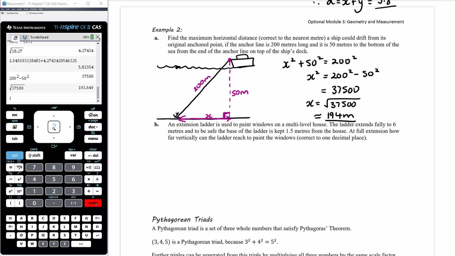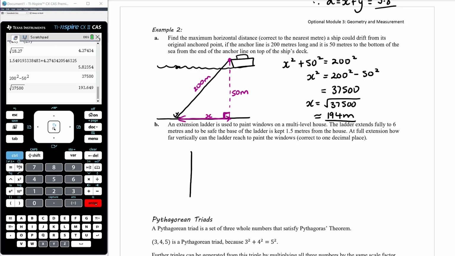Part B, an extension ladder is used to paint windows on a multi-level house. The ladder extends fully to 6 metres, and to be safe, the base of the ladder is kept 1.5 metres from the house. At full extension, how far vertically can the ladder reach to paint the windows? Correct to one decimal place.